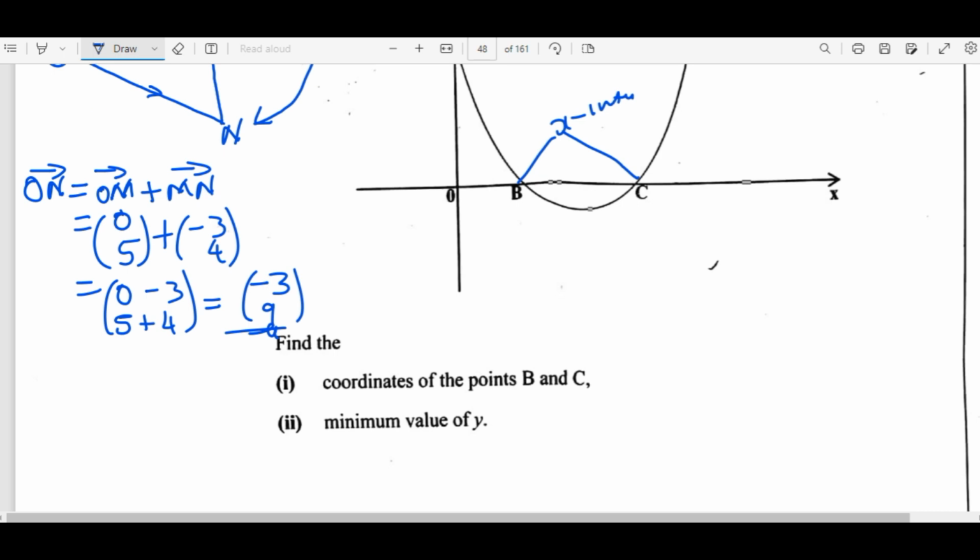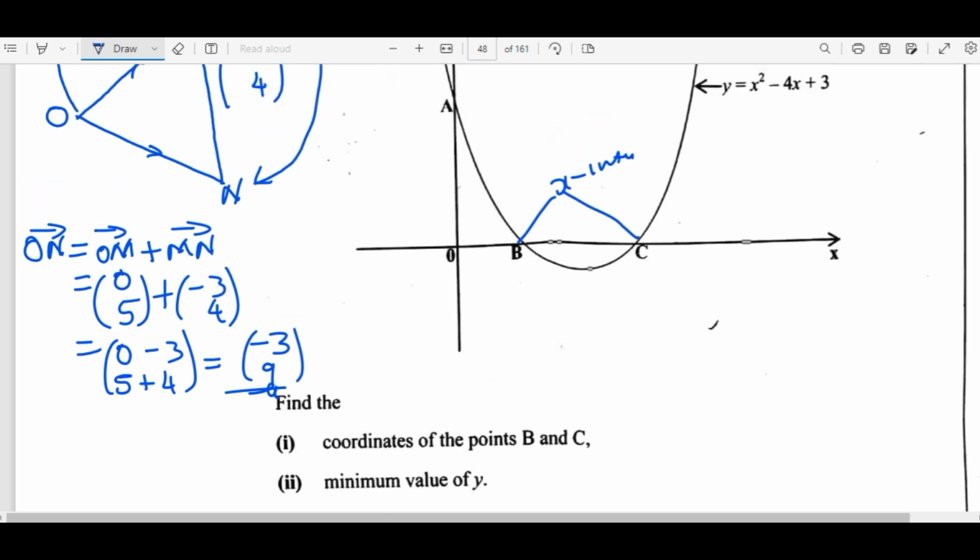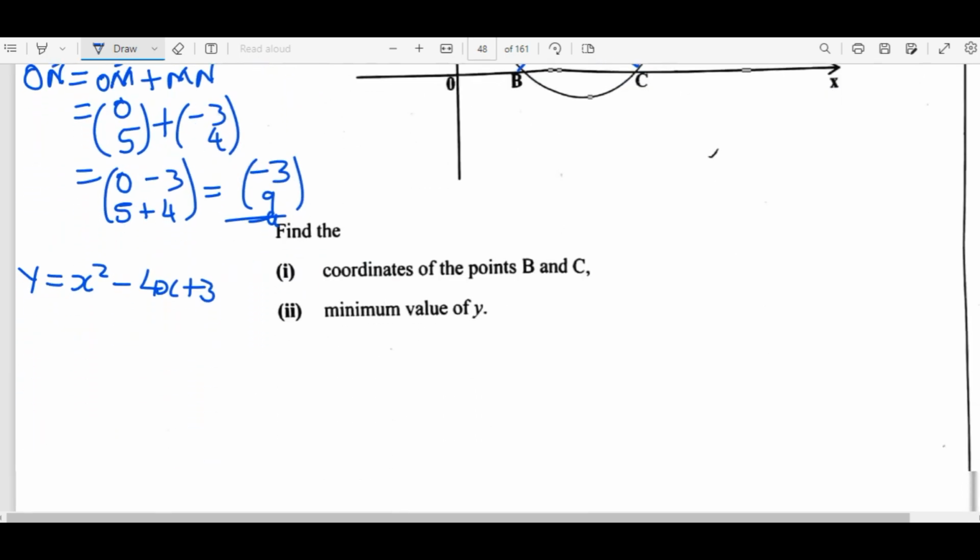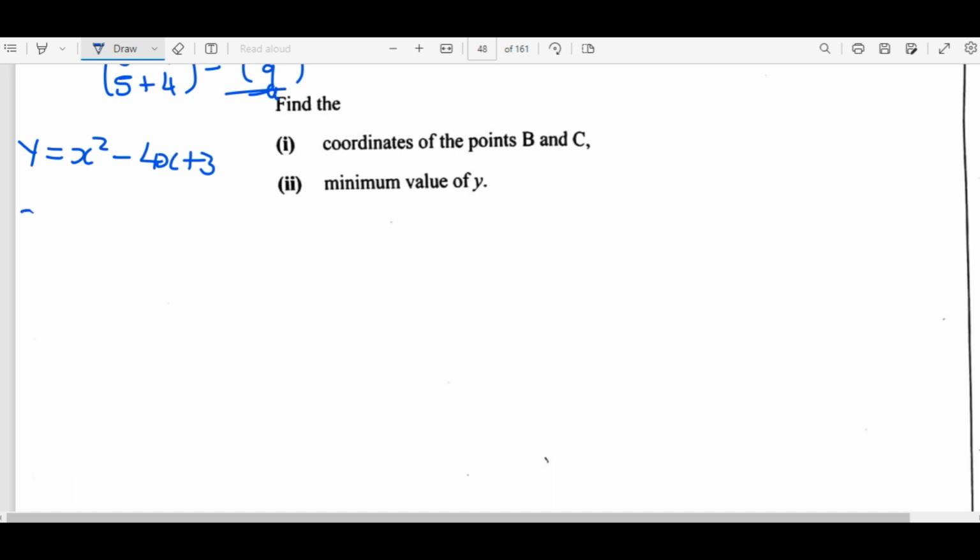So let's write the equation. The equation is y is equal to x squared minus 4x plus 3. So let's use the quadratic formula. x is equal to minus b plus or minus the square root of b squared minus 4ac, divided by 2a. So the value of a is the coefficient of x squared, then b, then we have c. So let's do substitution. So b is -4.